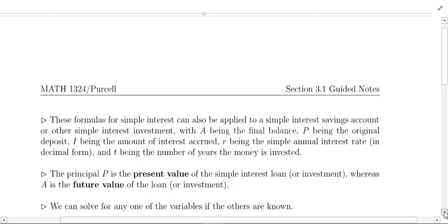All right, so let's go to the top of page 3.